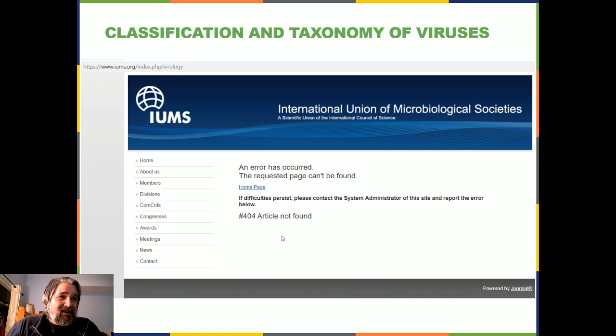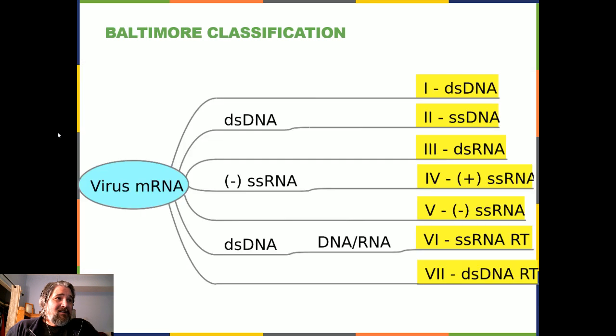So this is the group that are assigning more traditional nomenclature to viruses by orders and families, even though they're not specifically living as such. Here's an alternative classification method called the Baltimore classification. And here we go. That's where I want to be.